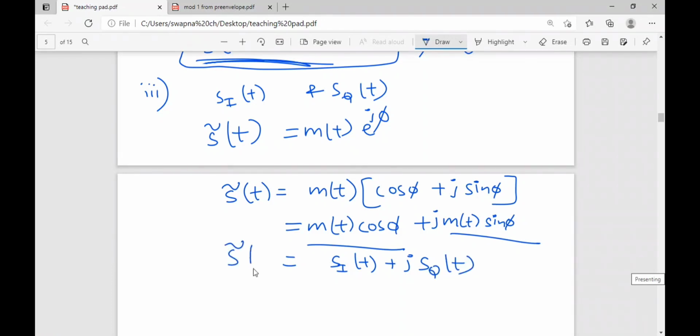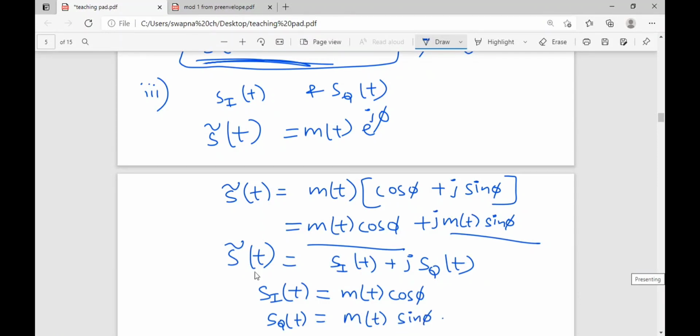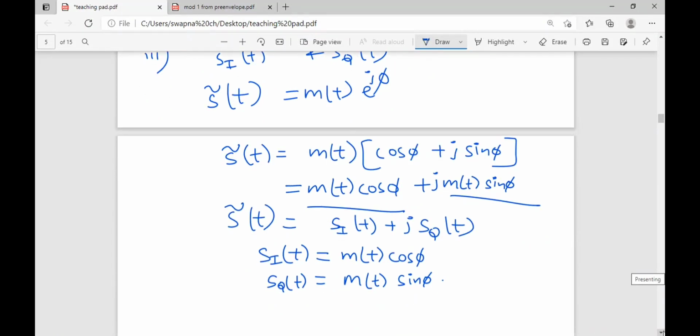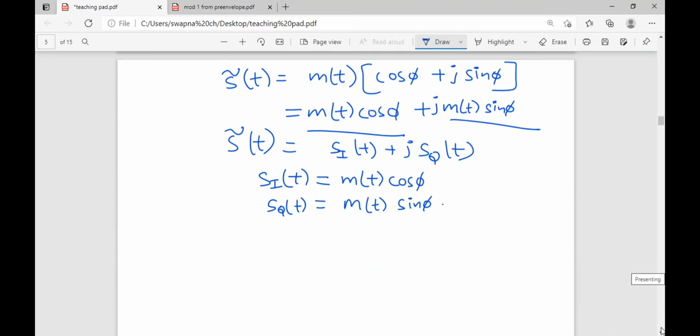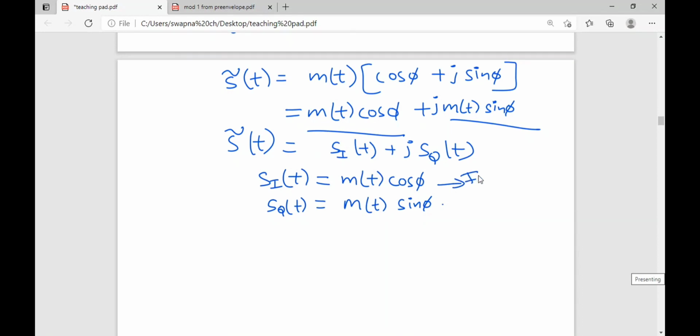So this entire thing is nothing but S tilde of t. From this I can say that S_I of t is equal to m of t cos phi and S_Q of t is nothing but m of t sin phi. So these are the in-phase and the quadrature components of the given signal. This is your in-phase component and this is your quadrature component.